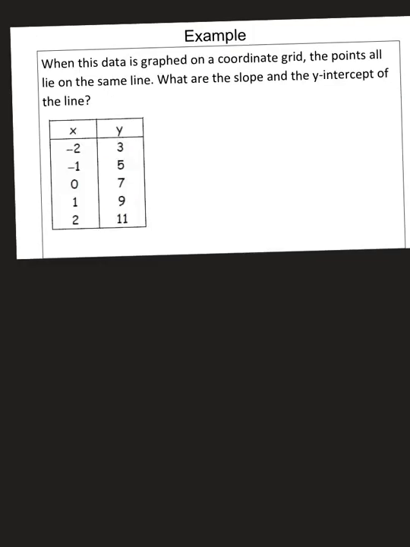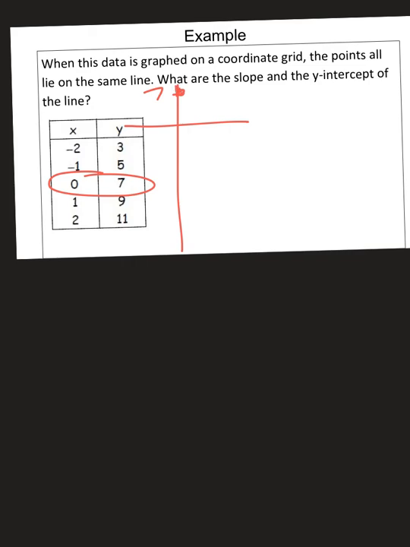Example number 2. Same question. It's still asking us for the slope and the y-intercept. We want to be able to identify, can we find the y-intercept? Can I identify, if this is graphed, where this line is going to hit the y-axis? So looking at our table, can you identify the y-axis? Yes, we can. X is 0, so y is 7. That's where our line would be crossing, right there at the 7.